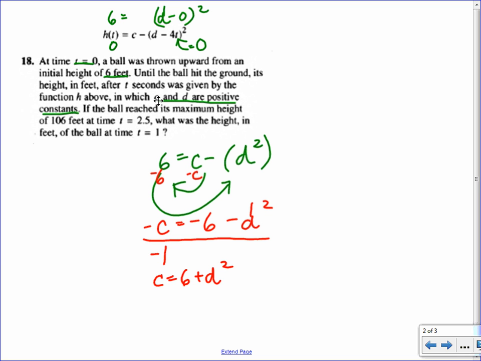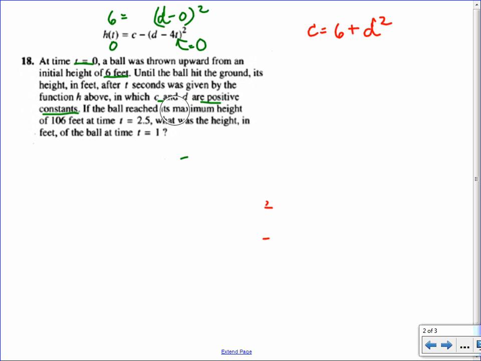Okay, so now we have c in terms of d. And then we want to plug in the other information that we're given. So we're given that the ball reaches its maximum height of 106 feet at time t equals 2.5. So I'm just going to express c in terms of d up here somewhere so we could hold on to that. So we have c equals 6 plus d squared, because we're going to want that later when we're trying to express the whole equation just in terms of one variable. So we'll replace c with 6 plus d squared.